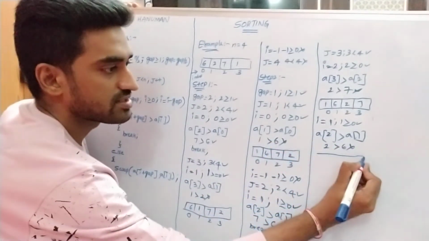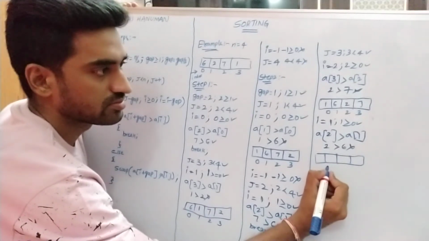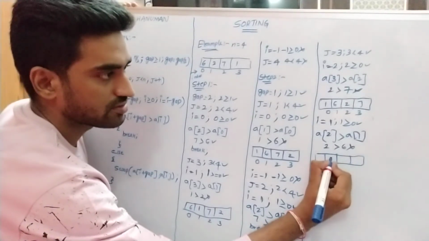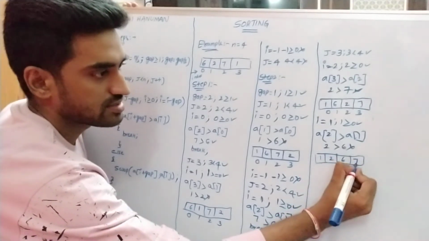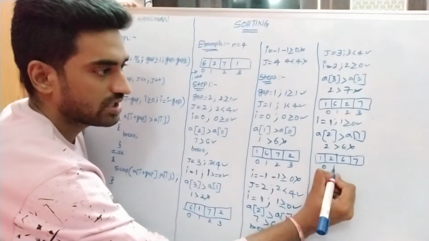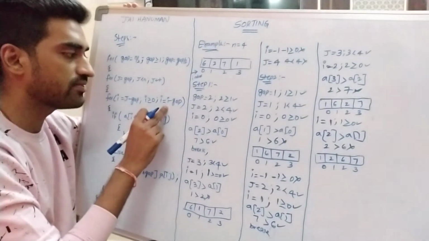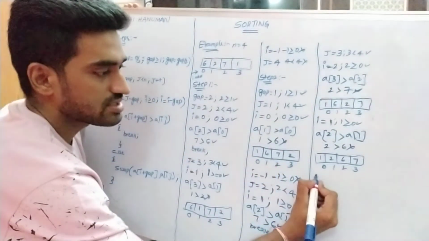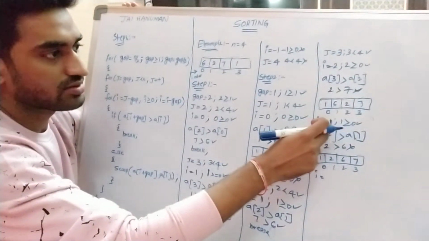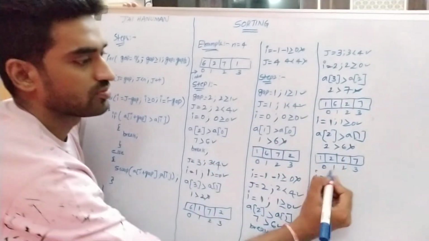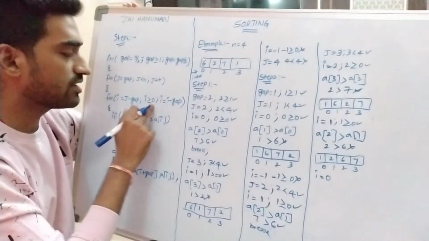Right? Now the array becomes like this. So we are swapping the second position and first position: 2 and 6. This is 1, 7, right? Indices 0, 1, 2, 3. So after completion of the entire operation, we are checking the I value. I is equal to I minus gap, so 1 minus 1, 0. Right? So 0 greater than or equal to 0.